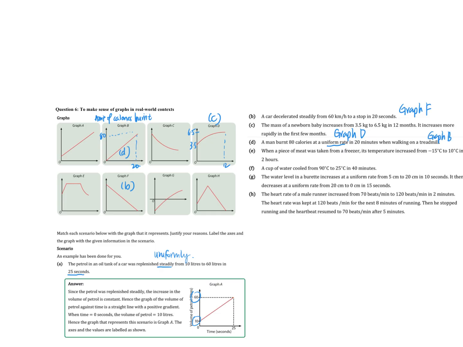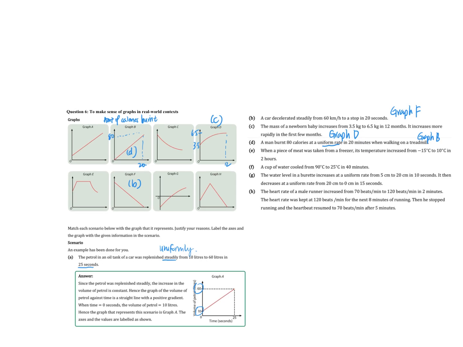Okay, next one. When a piece of meat was taken from a freezer, its temperature increased from negative 15 to 10. So can only be this. Negative 15 to 10 degrees. Okay, warmed up at a progressive rate. So slowly until room temperature. So this is graph G. This is for part E. Okay, a cup of water cooled from 90 degrees to 25 in 40 minutes. Okay, so this one is progressive. So this is graph C. And then this is part F.